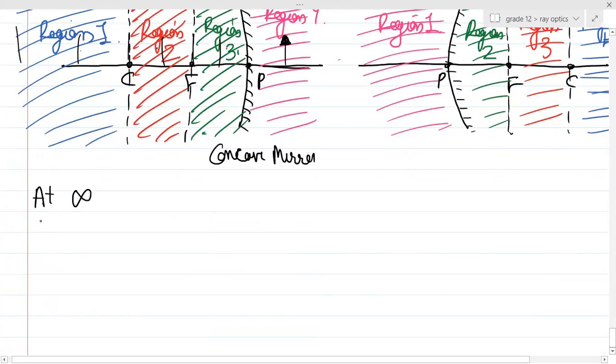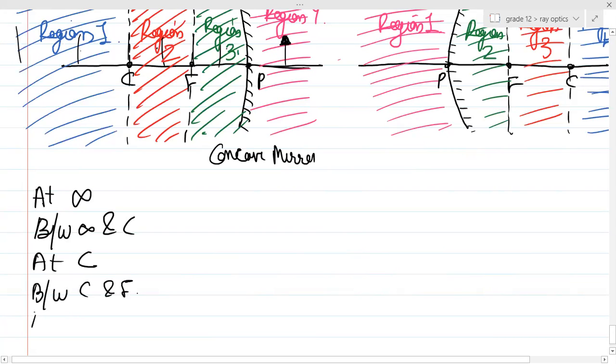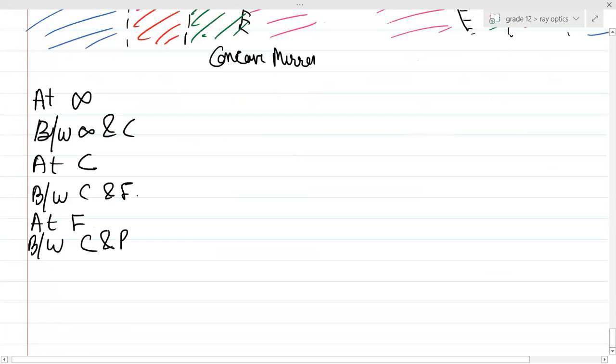So the object is at infinity, it is between infinity and C, then the object is at C. By the way, between infinity and C is also called beyond C, right? Then between C and F, then at F, then between F and P. These 6 diagrams you have already studied. The 7th diagram we generally don't draw because it is at the pole only.